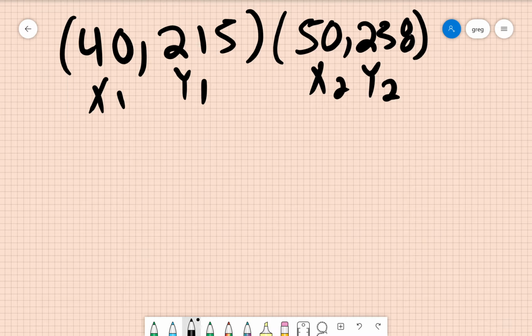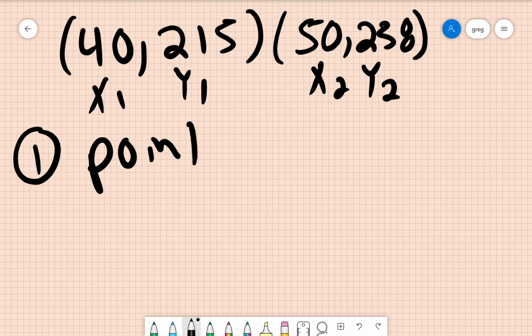So now, first, I'm going to solve this by point slope method. So I'm going to go point slope. And now, what's the formula for point slope? Anybody? Do you remember? Do you recall? Do you have it on your paper? Formula for point slope?